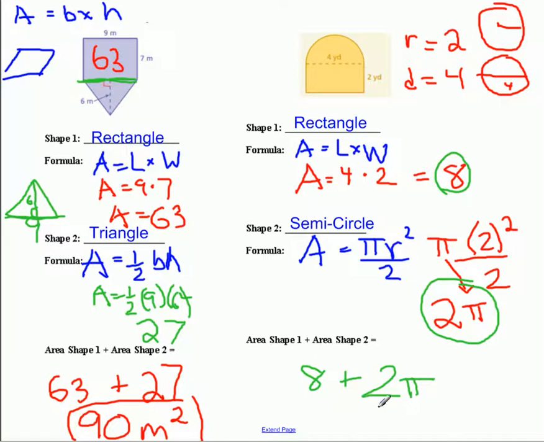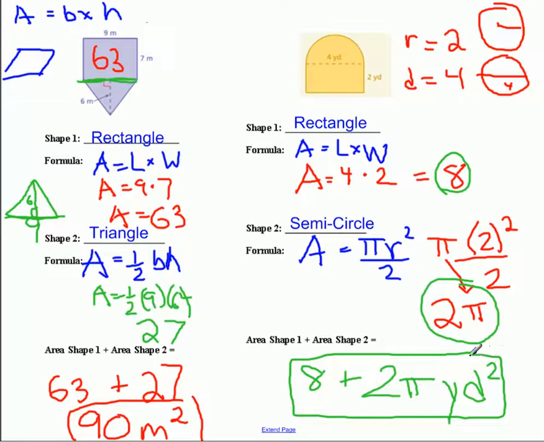So this whole thing is my answer, except it's going to need a label. Yards squared. I know it looks yucky, but that's my answer. I could make you round it. I could have you plug in 3.14 for pi and get an answer, but I'm just going to leave it for now. Again, I describe this as an answer in terms of pi.